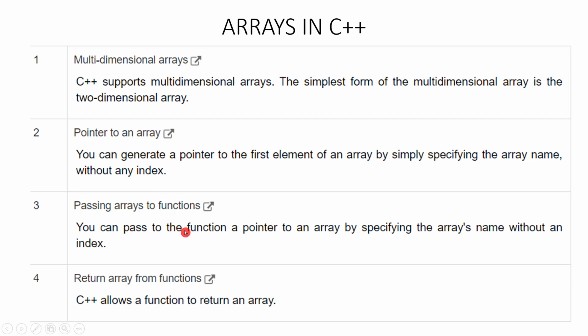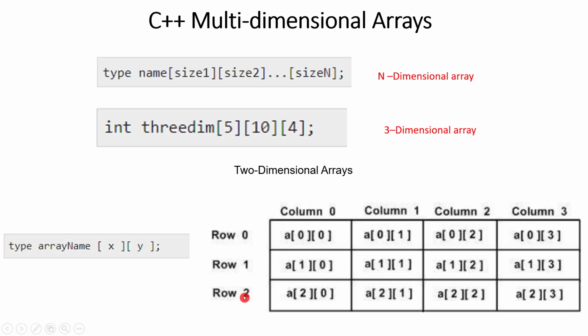Module 3 is basically on the functions, so we'll get an introduction to the functions in this class. You can pass to the function a pointer to an array by specifying the array's name without an index. And the fourth one is returning an array from functions. C++ allows the function to return an array. It means basically to print out the output.